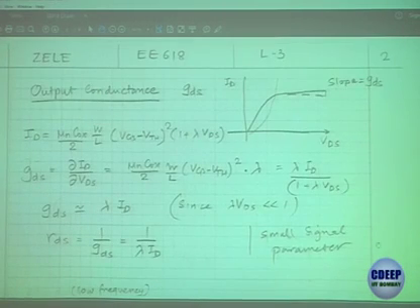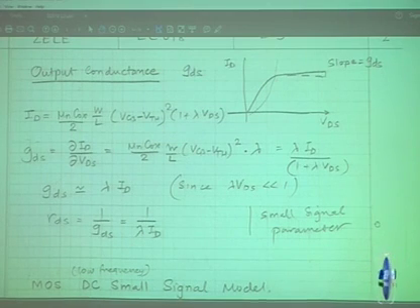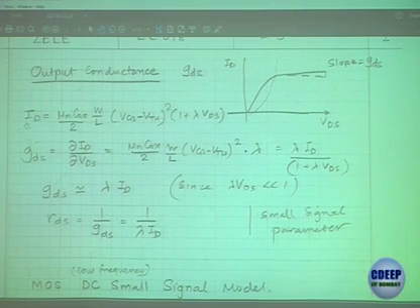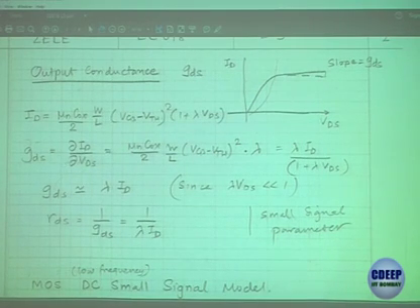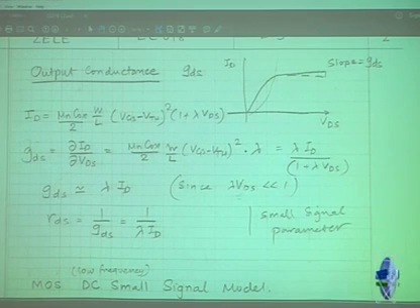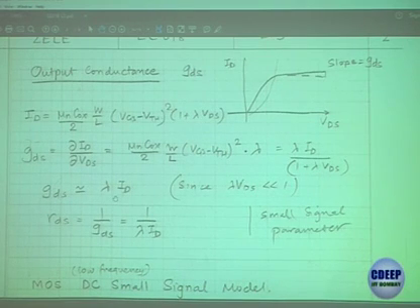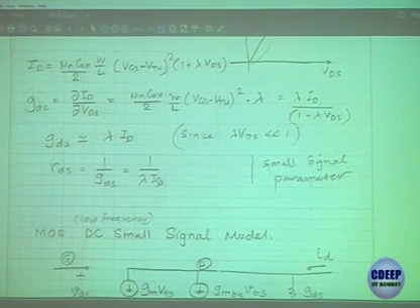Then we talked about the output conductance of the transistor. When this transistor is in saturation, what is the impedance looking into the drain of that device? GDS, okay. That is given by del ID divided by del VDS. So we are looking at it like a resistor, and if you go through the equation, you will see that the conductance is actually lambda ID, since lambda VDS is much smaller than 1. And then RDS is given by the reciprocal of that, so it's a small signal parameter again.